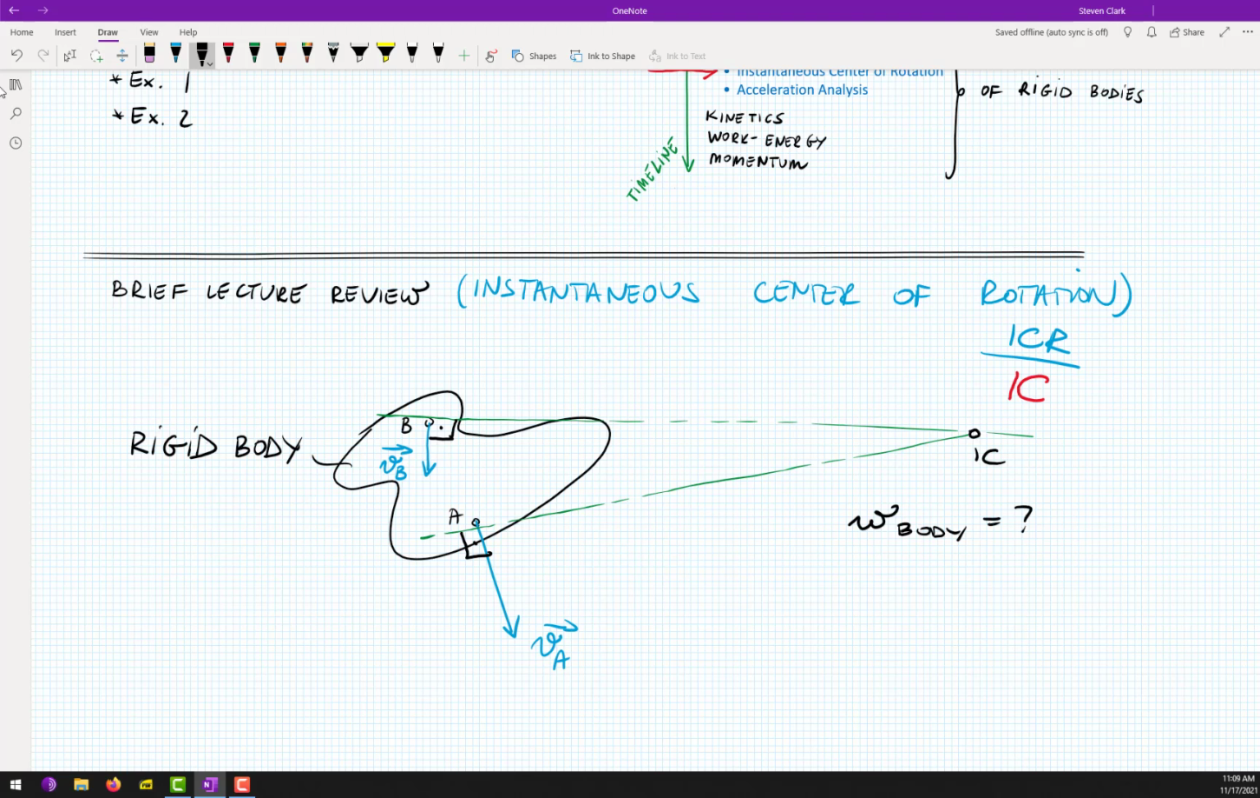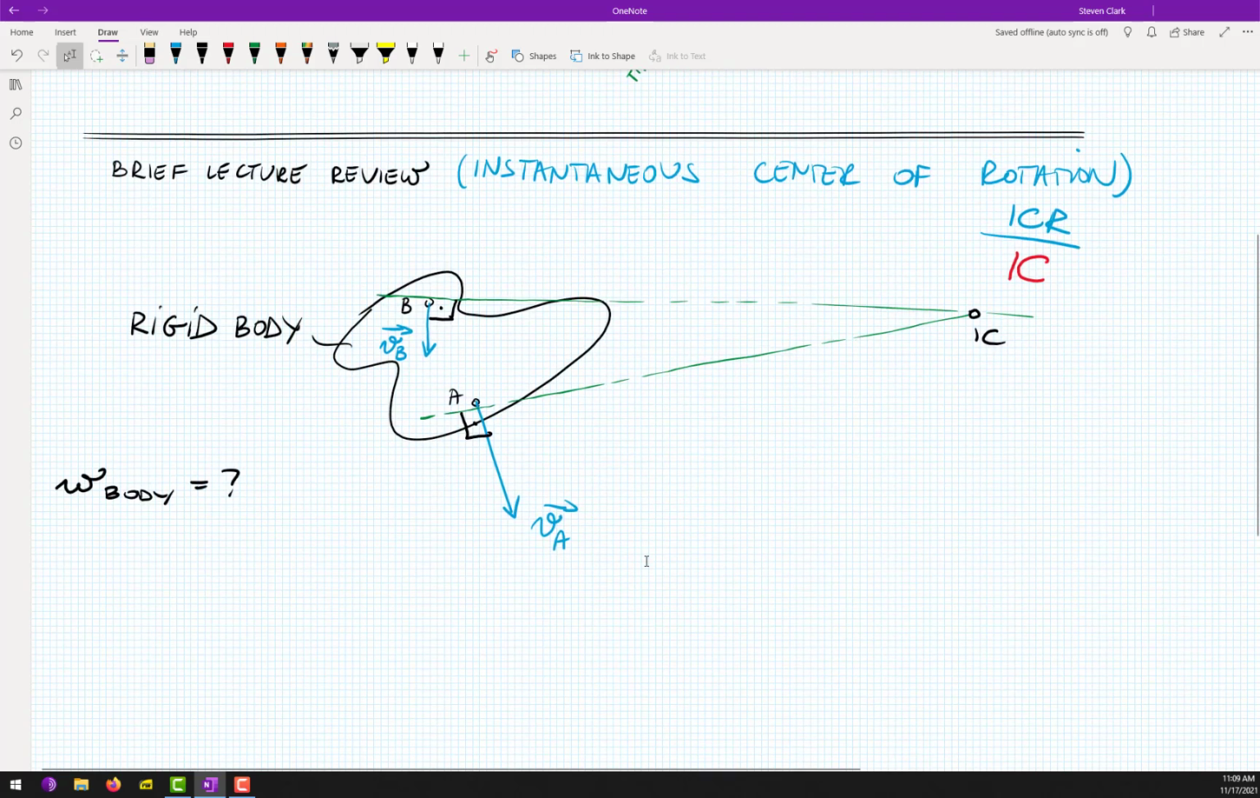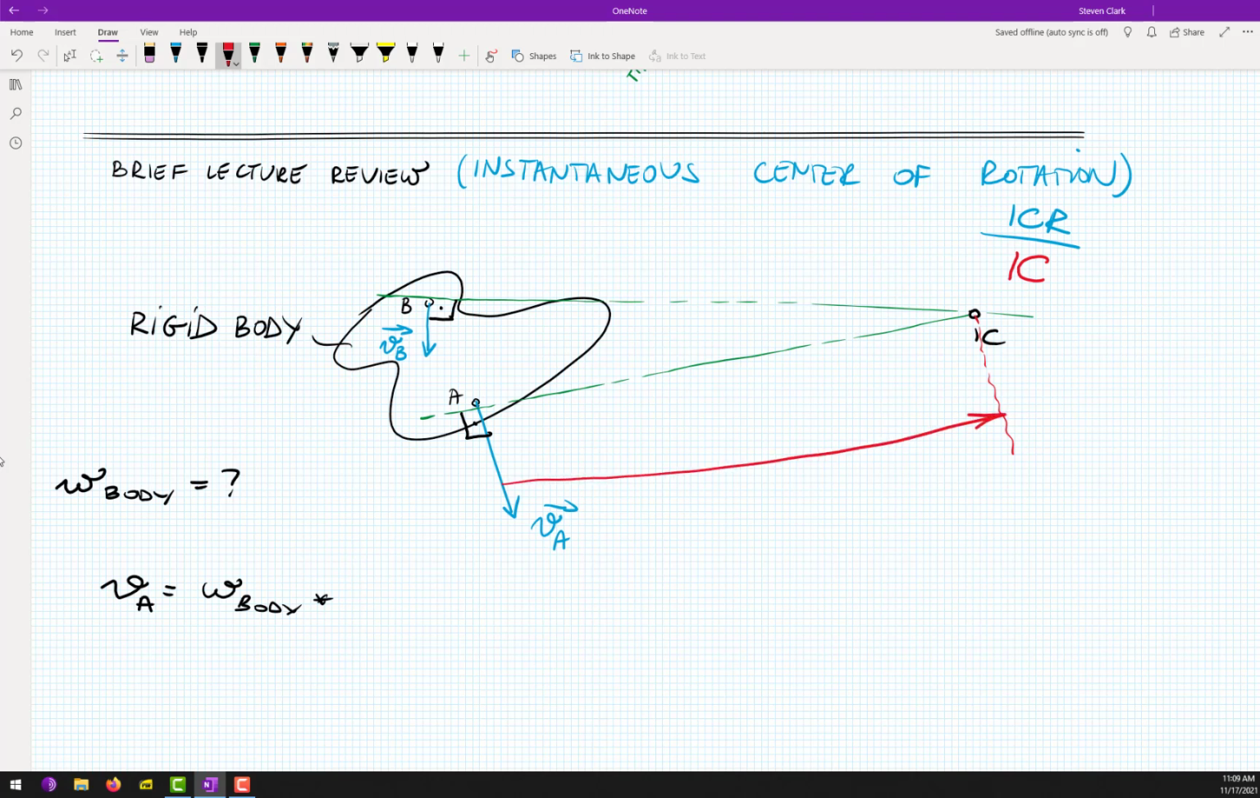However, now let's find omega body. If we would like to find omega body, we can go for such an expression that VA is equal to omega body times this distance. Let's call that distance D.